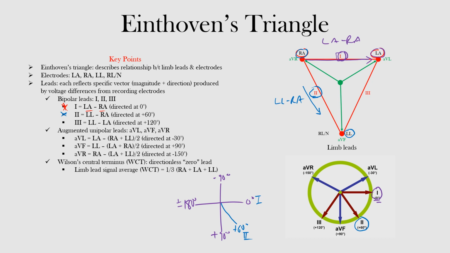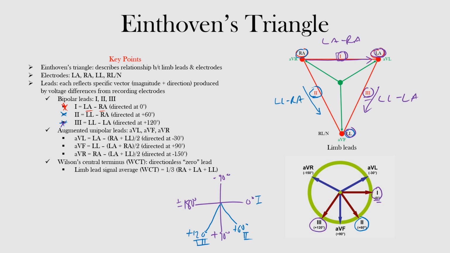Next we have lead 3, and this is calculated by subtracting the voltage recorded in the left arm from that recorded in the left leg. And this one is directed at positive 120 degrees in the frontal plane. So now we have lead 3, and lead 3 is this one here. And we're saying it's the left leg minus the left arm. So here's lead 3, directed in this direction, and we have the left leg minus the left arm. So left leg minus left arm voltages give us lead 3, and this is directed at positive 120 degrees. So lead 3 would be about right here, which is a positive 120 degrees.